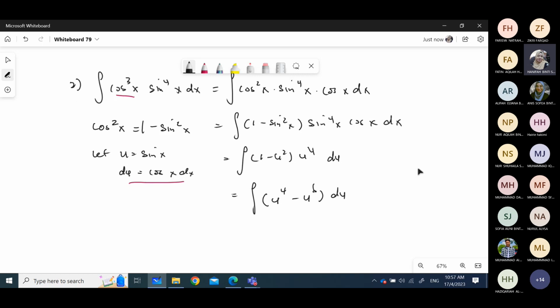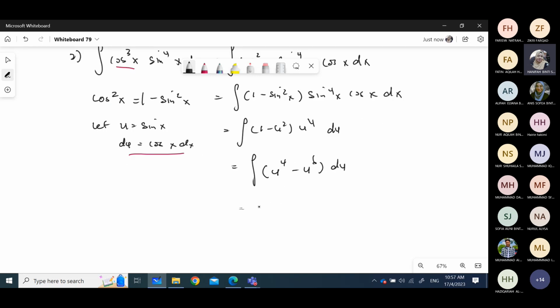Next, expand: u to the power of 4 minus u to the power of 6 du. And then we integrate. Here we have u to the power of 5 over 5 minus u to the power of 7 over 7 plus c. So we get back u. So u is sine x. So here we have sine to the power of 5 x over 5 minus sine to the power of 7 x over 7 plus c. Alright, so this is the answer.